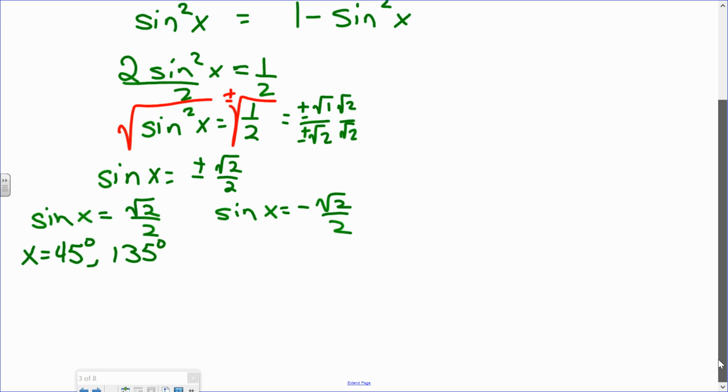This one did indeed have the restriction that it had to be degrees, not radians. What about negative root 2 over 2? Where is that going to happen? Shane. Perfect. 225 and 315 degrees.